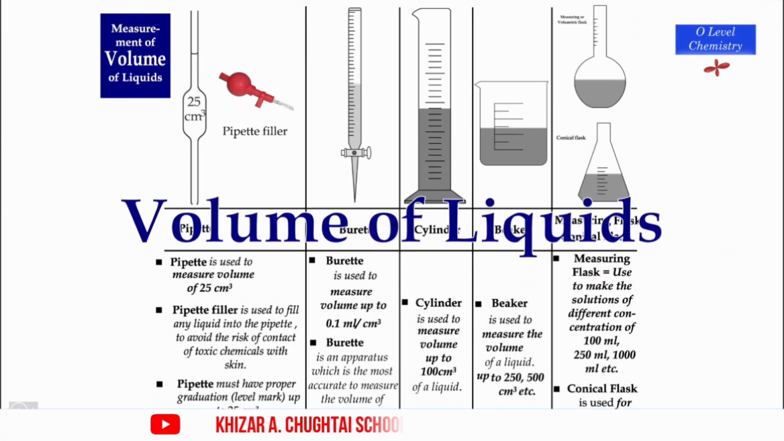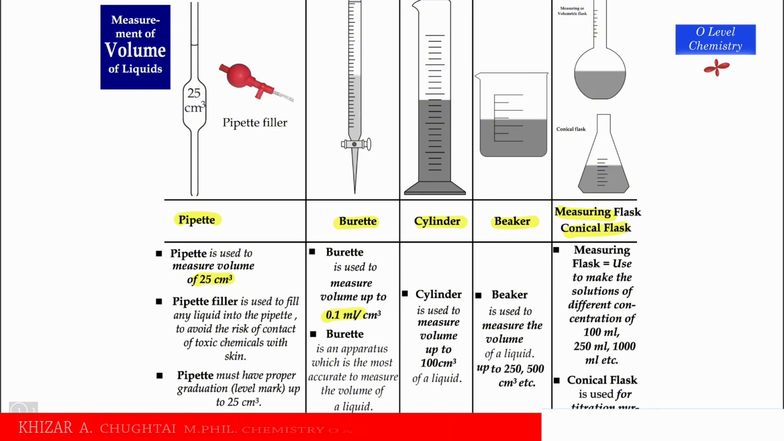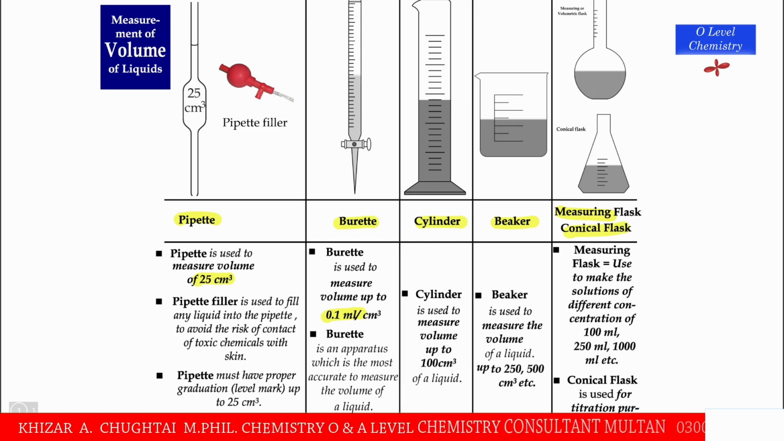Once again, measuring the volume of the liquids. Pipette, burette, measuring cylinder, beaker, measuring flask and conical flasks. Pipette is used to measure the volume of 25 cm cube only. Burette is used to measure the volume up to 0.1 ml or centimeter cube. Measuring cylinder is used to measure the volume up to 100 cm cube of the liquid.